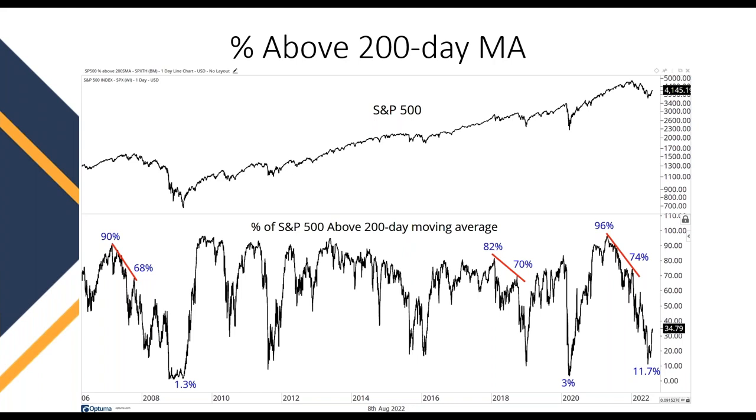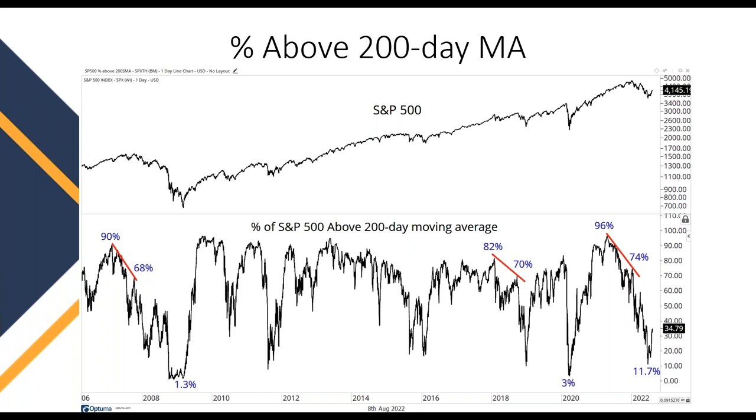Look at the mini bear market we had in 2018. Early in the year, we had 82%. Then when the market was continuing to make new highs, we actually had only 70% of the market that were still trading above its long-term average. And then we had the COVID crash. We saw the market plummet down 20% within a month, and then only 3%. Then we saw the market steadily climb. Almost all the stocks were back above their long-term average at 96%.